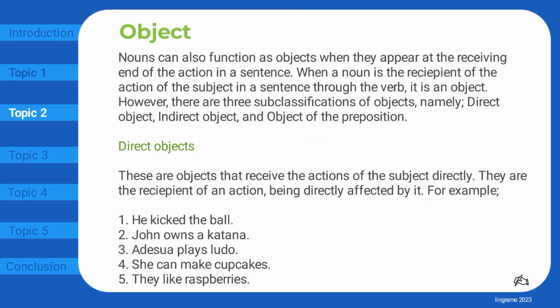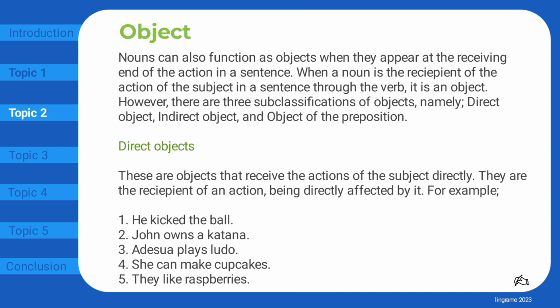Object. Nouns can also function as objects when they appear at the receiving end of the action in a sentence. When a noun is the recipient of the action of the subject in a sentence through the verb, it is an object. However, there are three subclassifications of objects, namely, direct object, indirect object, and object of the preposition.